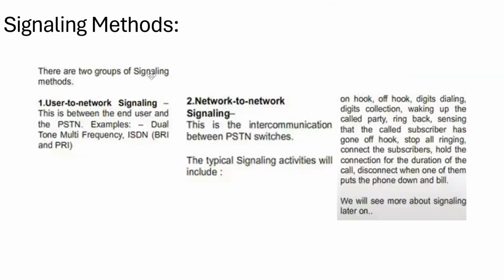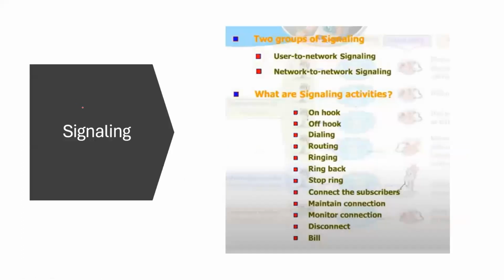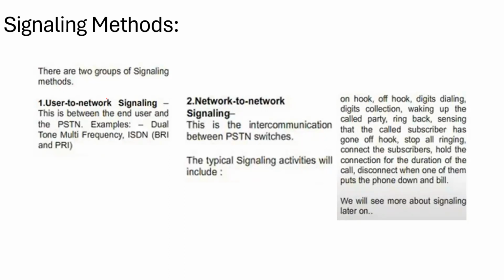Now, the signaling methods. There are two groups of signaling methods. One is user to network signaling. Another is network to network signaling. When a call is being established, first the connection is set up from the user to the network. Then from that network to another network, the connection is settled. The first point is between the end user and the PSTN, for example, dual tone multi-frequency or ISDN.